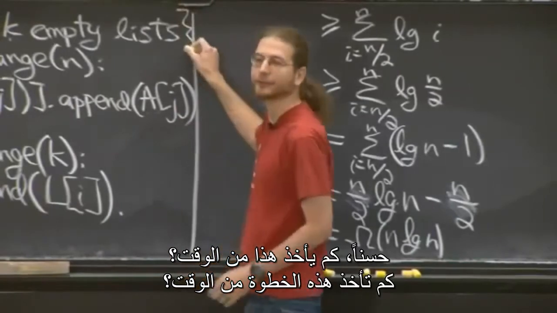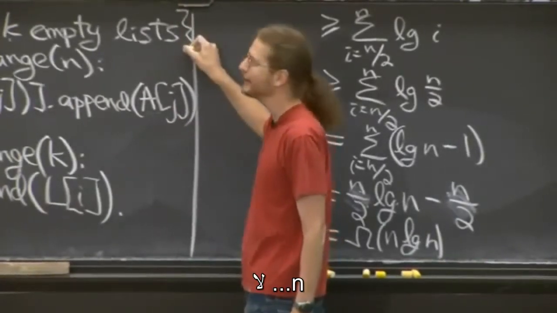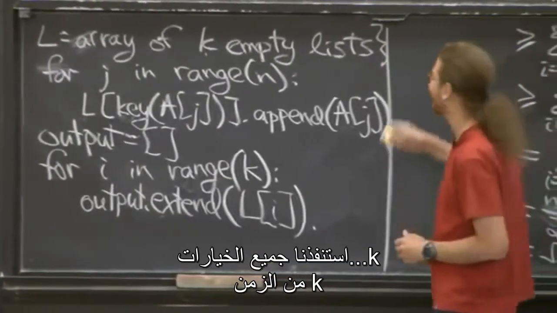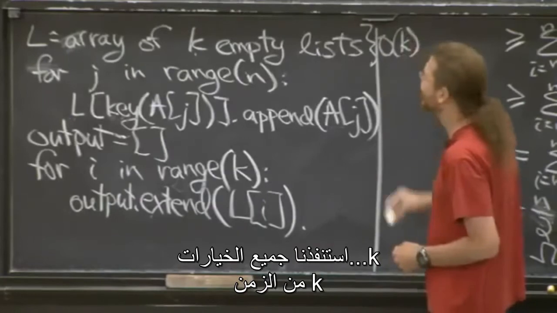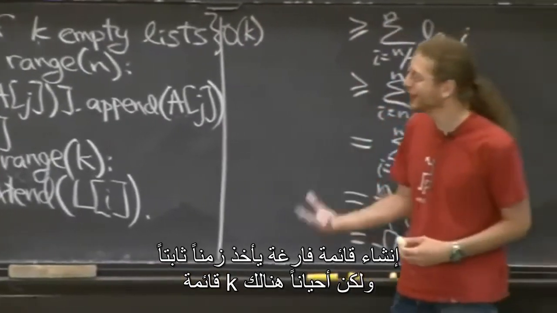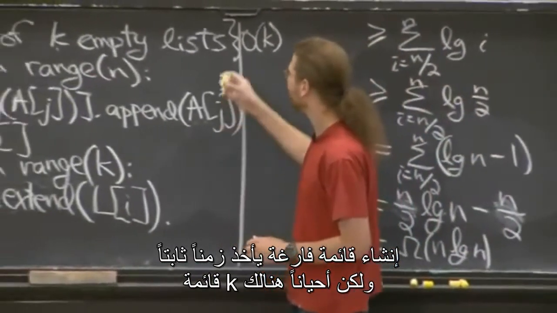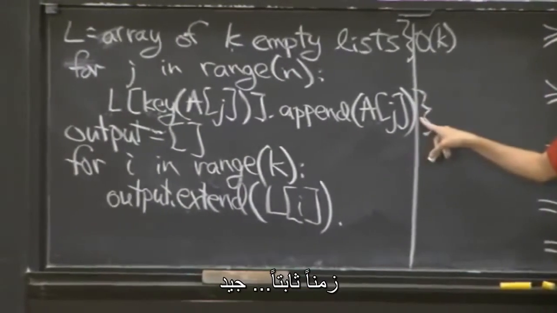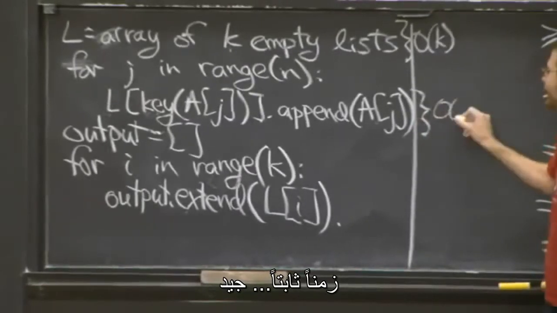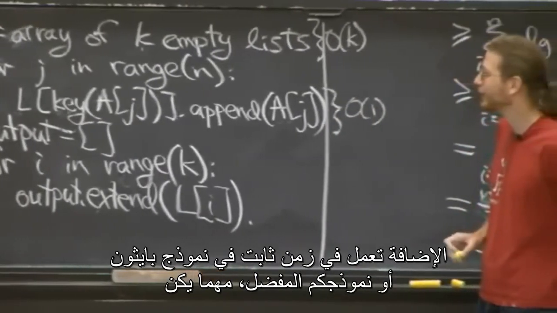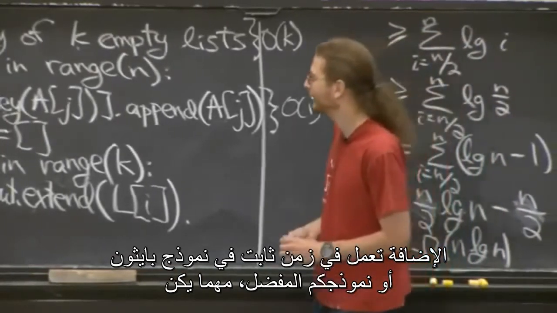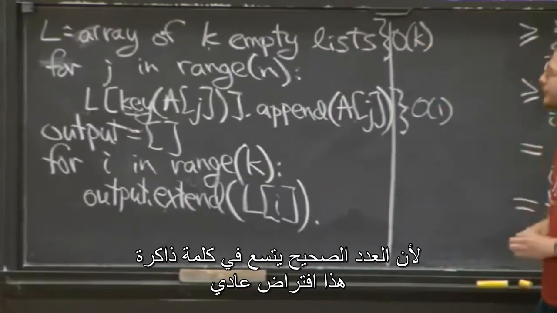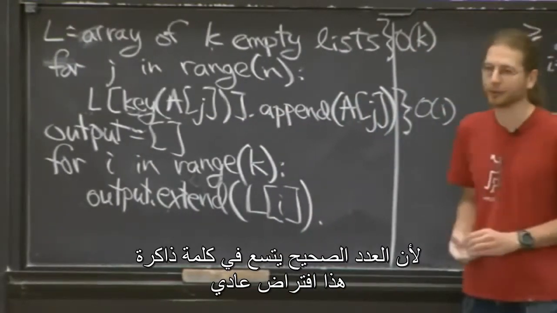How long does this take? How long does this step take? N? Nope. Constant? Nope. K. Go through all the options. It's order k time. To create an empty list takes constant time. There are k of them. Okay? How long does this step take? Just the append. Constant. Good. Remember, append is constant time from the Python model, or your favorite model, anything. We're assuming that key takes constant time because it's a word. So that's an assumption, but it's the normal assumption.